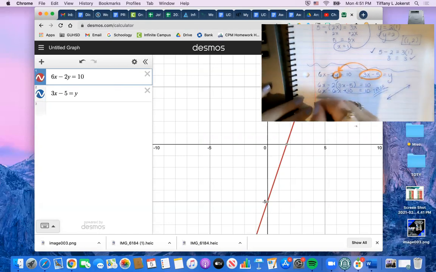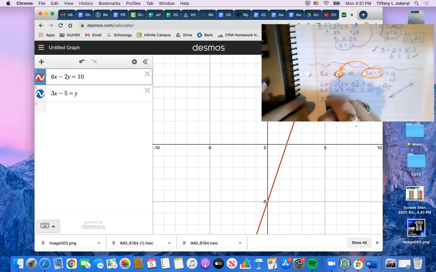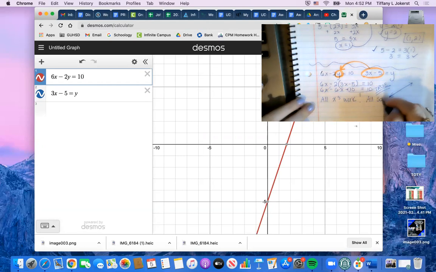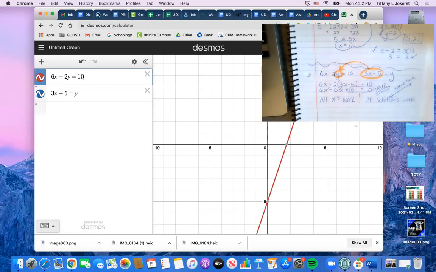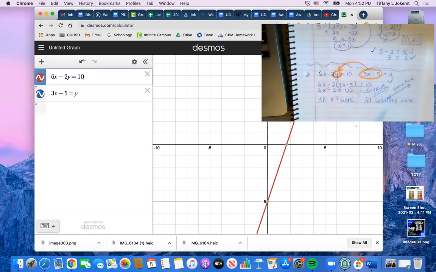This is true. What we say there is all x's work, or all solutions work. Bottom line is they're the same line. I'll take a lot of answers for that, but basically everything's going to work when you end up with a true statement. Okay, I'm glad that one popped up.